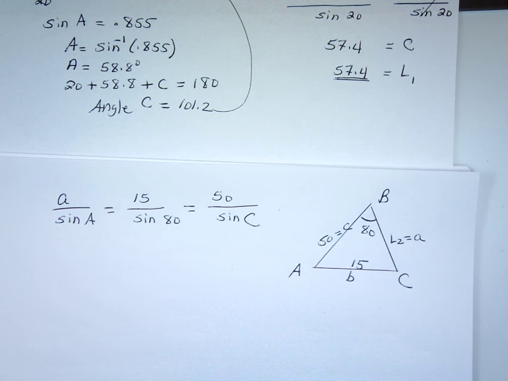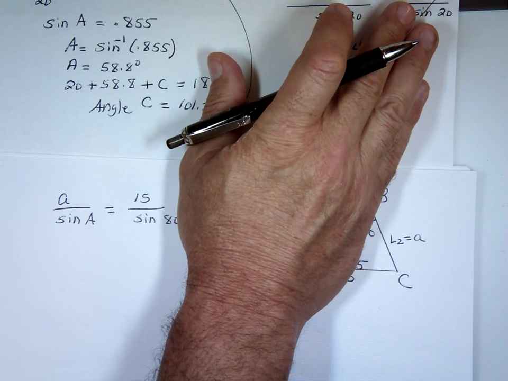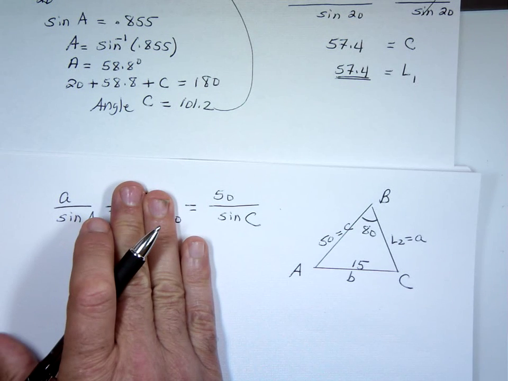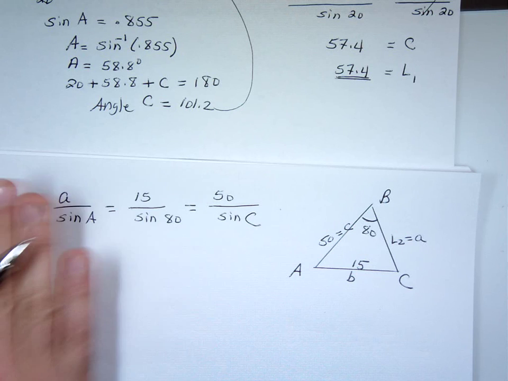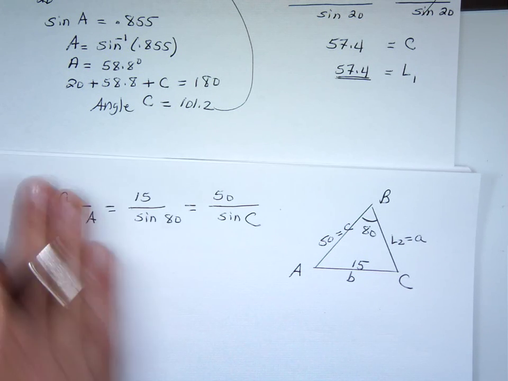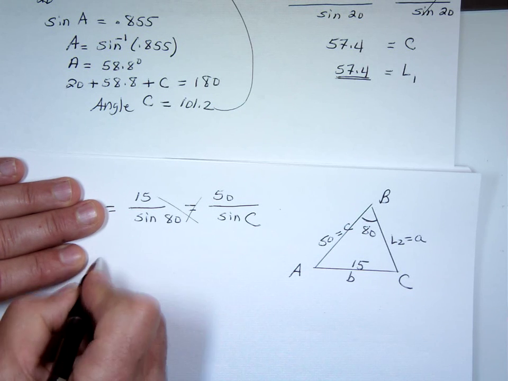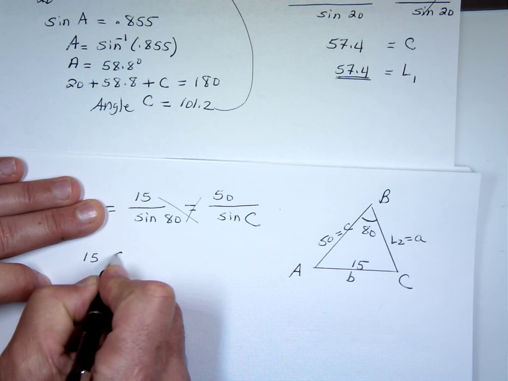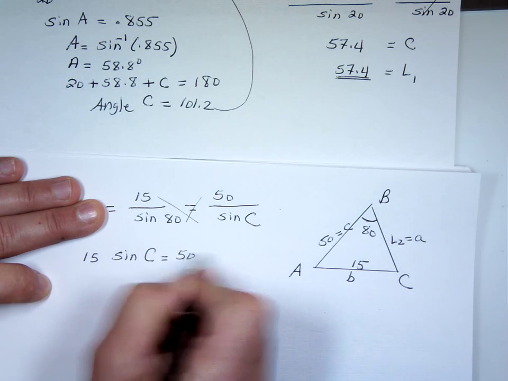I can't take these two. How many unknowns? 2. I can't take these two. How many unknowns? 3. I can take these two. How many unknowns in them? 1. So if I take these two, cross multiply, 15 sine C equals 50 sine 80.